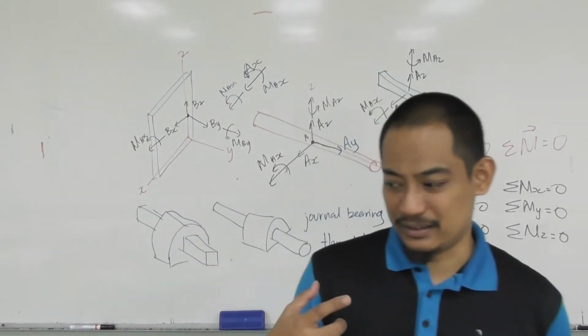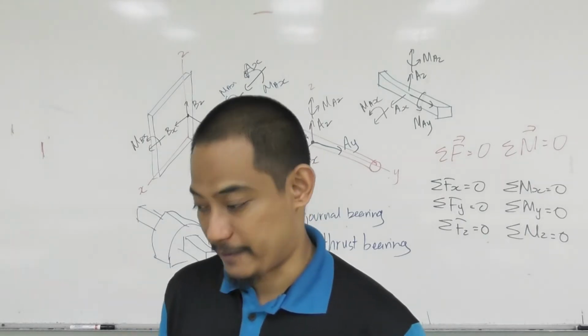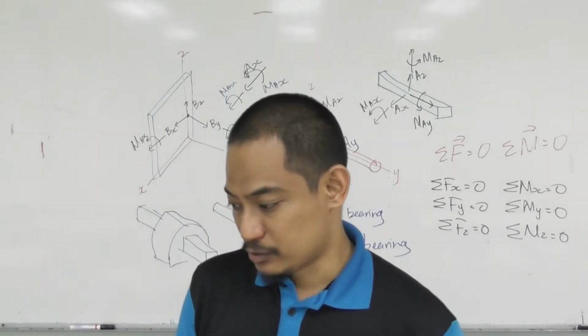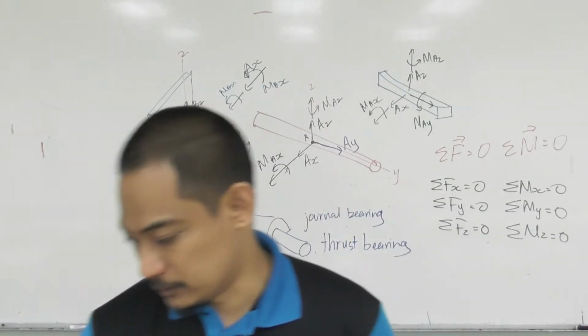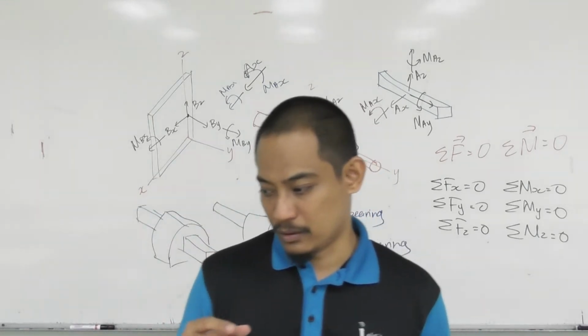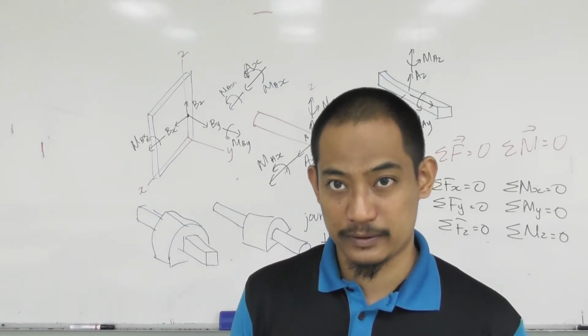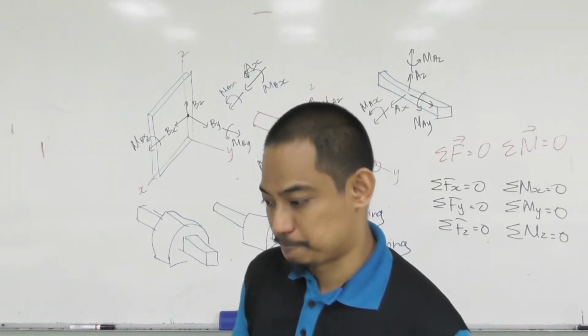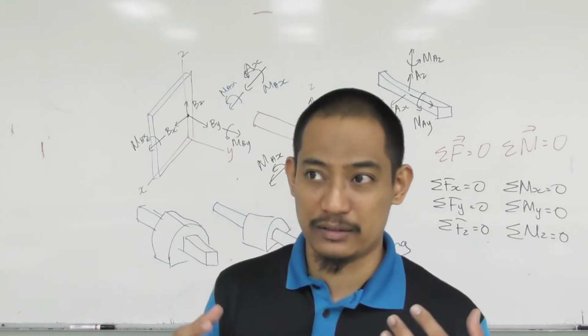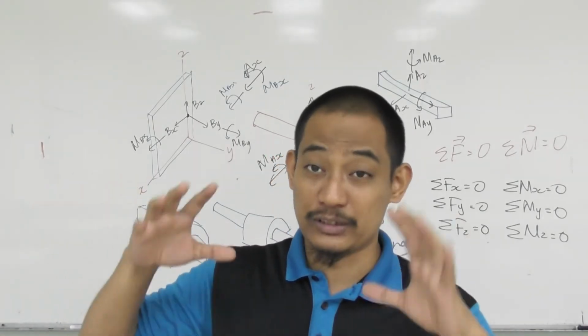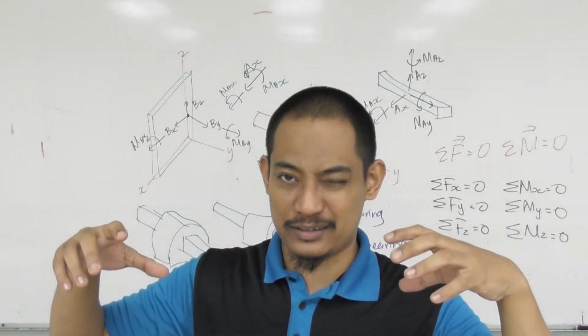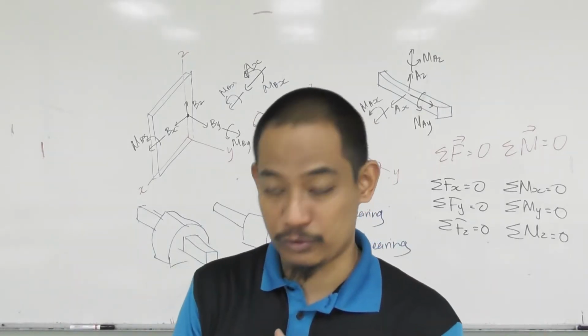Constraint and statical determinacy, right? So this is about redundant constraint and also statically indeterminate. Redundant constraint means that if you have, for example, two different constraints that are redundant. What do you mean by that?